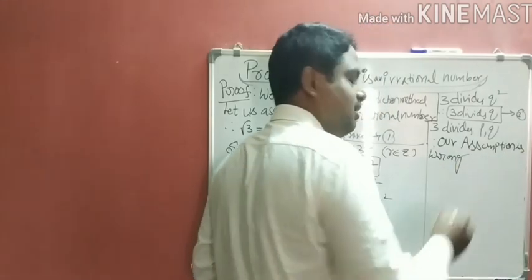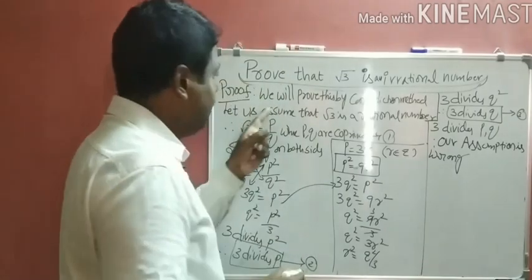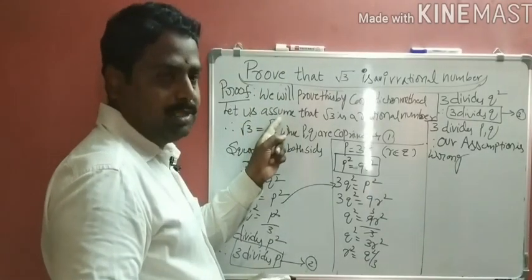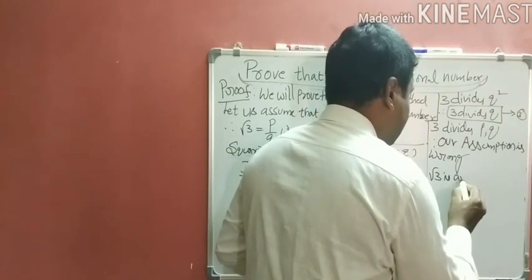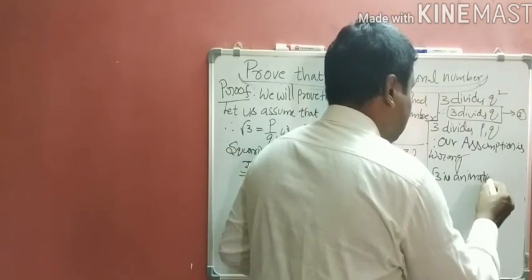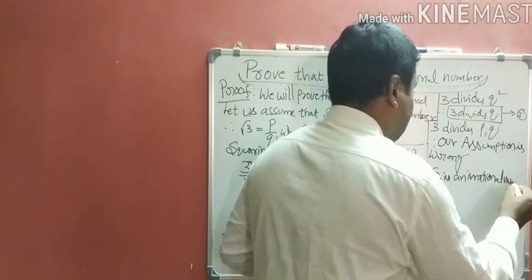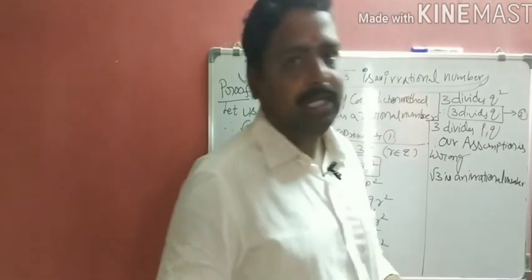So what is our assumption? Let us assume root 3 is a rational number, and that is called our assumption. So root 3 is an irrational number. Okay, root 3 is an irrational number.